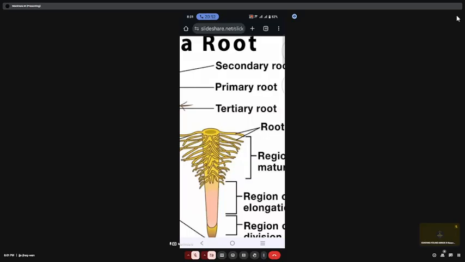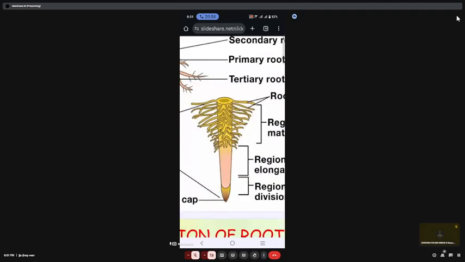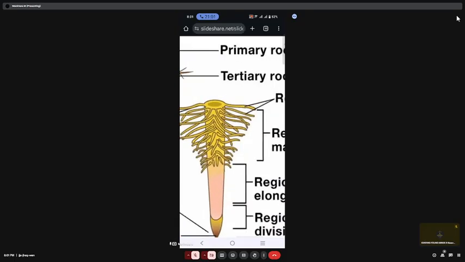The root hairs present in this region are continuously destroyed, and new root hairs are developed from this growing region. Understood? So in this region the root hairs are present, they are continuously destroyed, and again new root hairs are formed. This is the main function of the maturation zone. And most epiphytes and parasites do not have root hairs. Make a note of it.